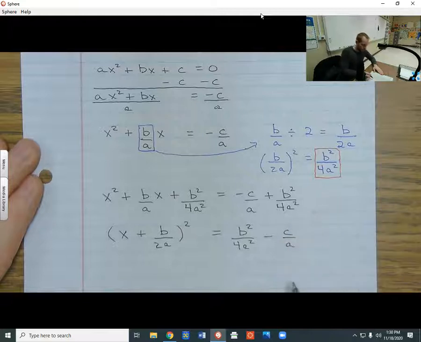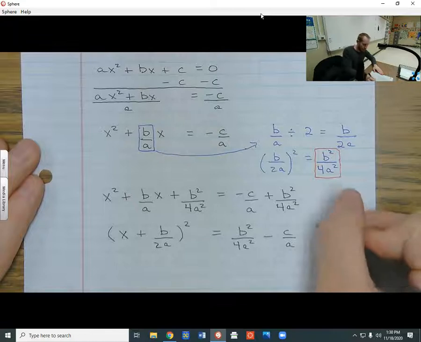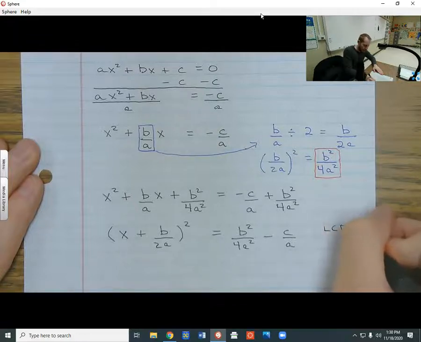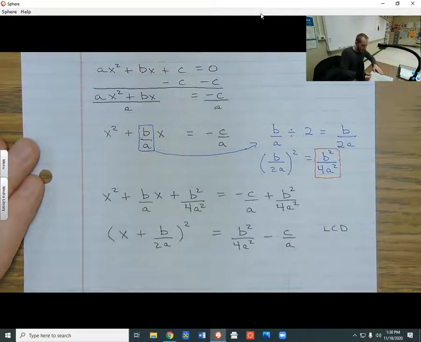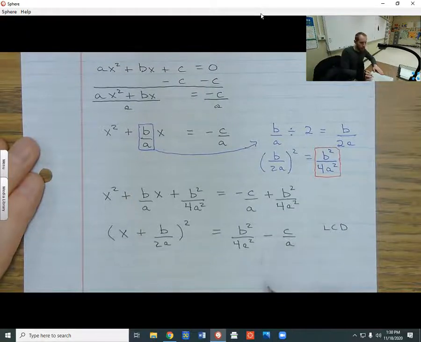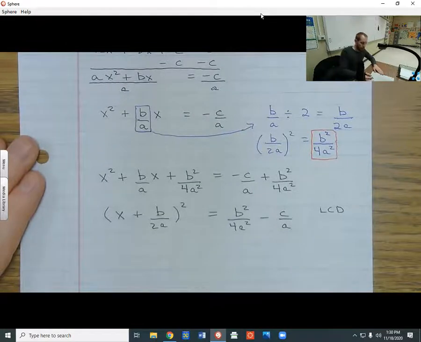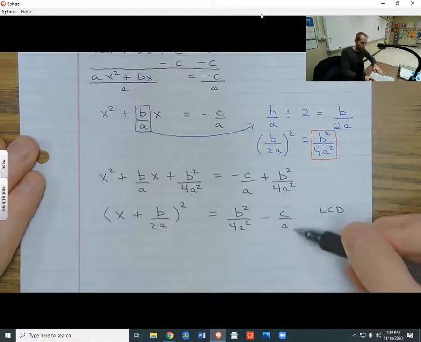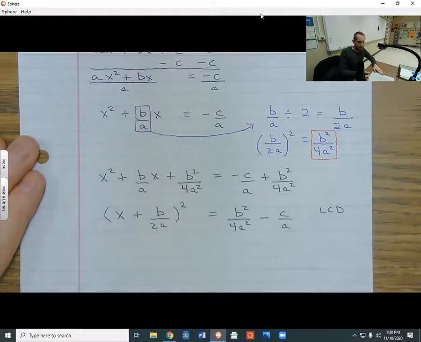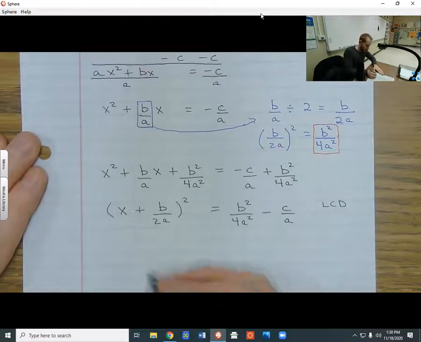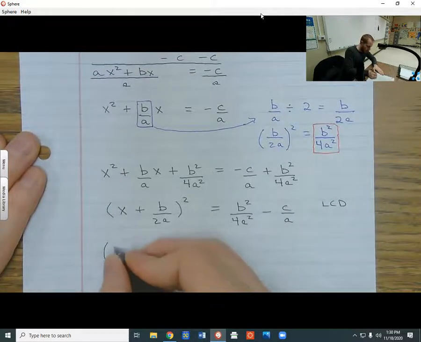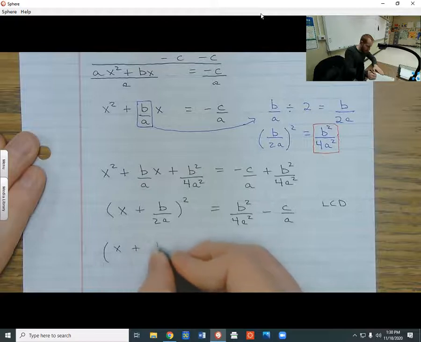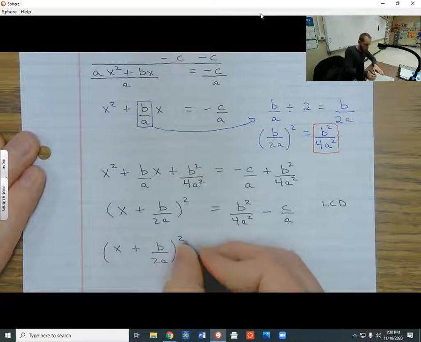So what I'm going to do over here is I'm going to find a least common denominator. A least common denominator. And that basically means I'm trying to find the same denominator on this side. So what I'm going to actually end up doing is I'm going to multiply both sides of this fraction by 4a. And we'll see that in the next step. So over here, I've still got my x plus b over 2a. The whole thing is still squared, right?